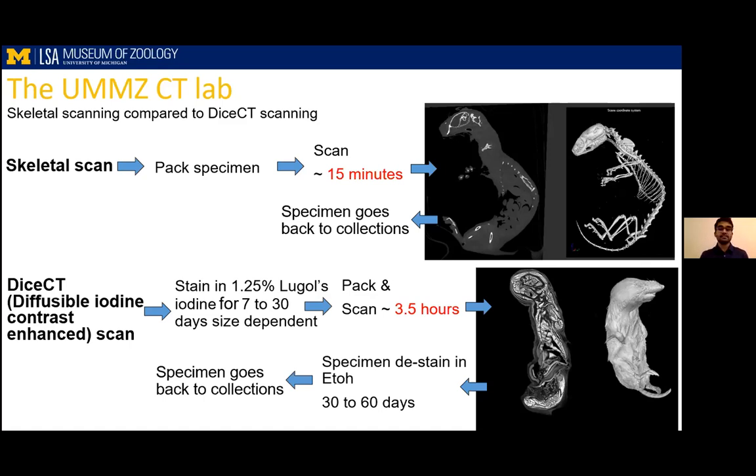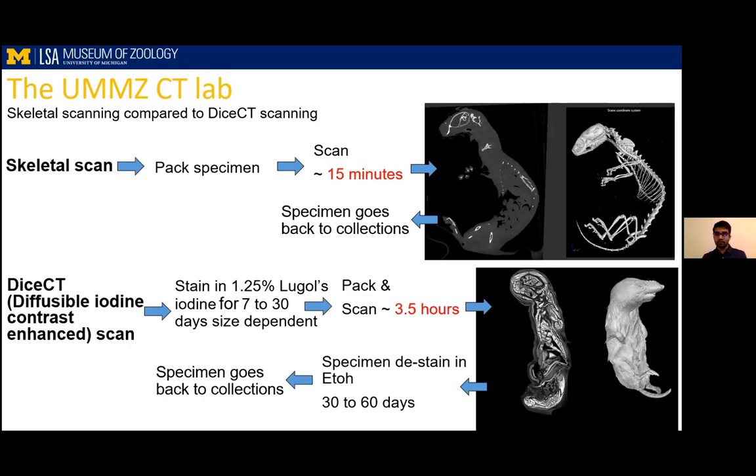The reason the scan takes longer is because we need to change some of the settings on our CT scanner to try and pick up the finer structures associated with soft tissue. So things like muscle and nerves, these are all much more fine and still, even though they're stained, quite a bit less dense than bone. So we need to change some of our exposure settings on our CT scanner to be able to pick these up. But the really time-intensive part of a DiceCT scan is actually the destain period.